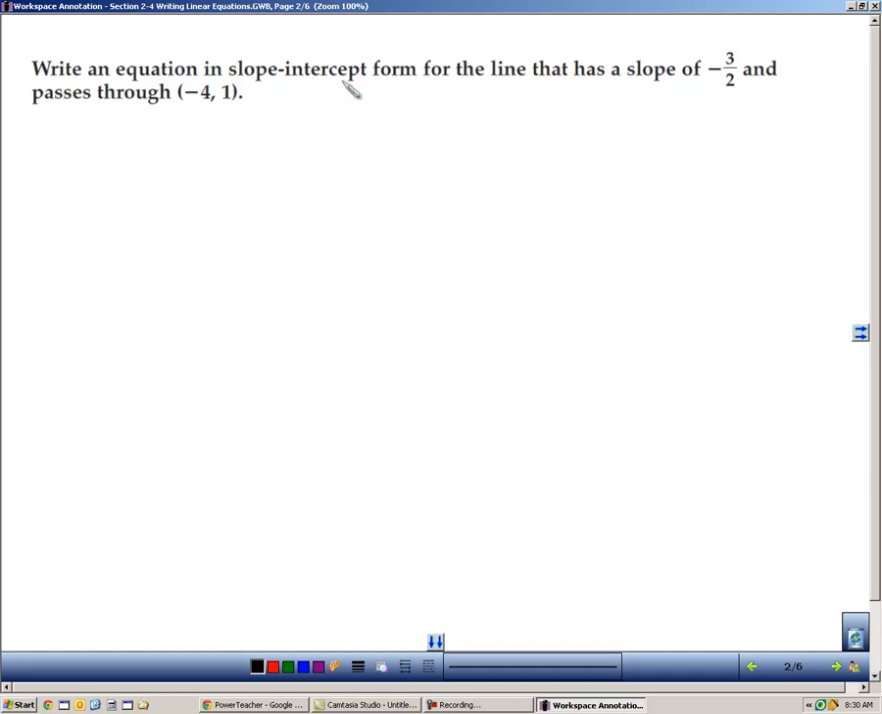We want to write the slope-intercept form. It's going to have a slope of negative 3/2, and it's going to pass through this point. Now, the one thing that we're missing is the b, but we are given the m. So I'm going to write slope-intercept form here, y = mx + b, just to remind you what it looks like. And I'm going to write down that we know that the m is negative 3/2. We're given that information. But what we don't know is what the b is. We don't know the y-intercept.